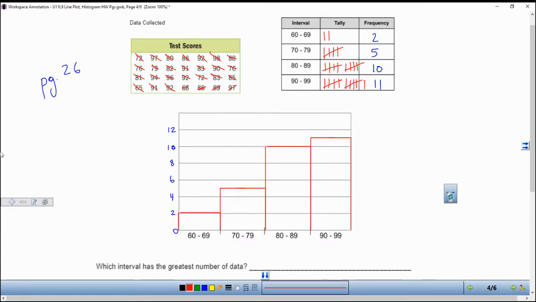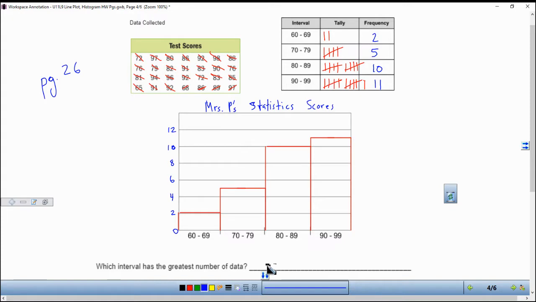All right. Now, before we move on, there's a couple things we have to do. First, we're going to title the histogram. So the title of this histogram might be like Mrs. P's statistics scores. That's an S, by the way.